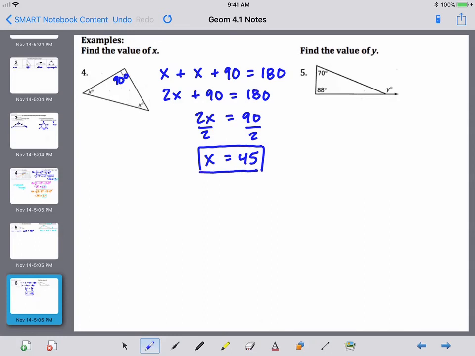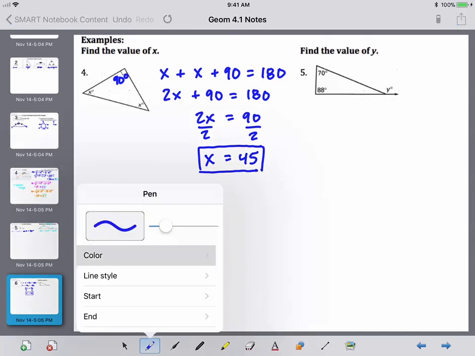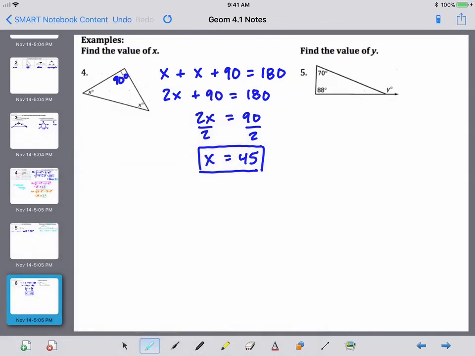All right, and your last example deals with Theorem 4.2. Now remember, that one tells you that if you add these two angles that are non-adjacent to angle y, they will equal y. So y is just 70 plus 88 degrees, which is 158.